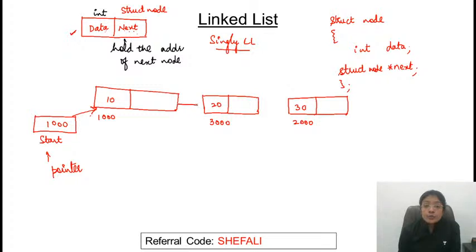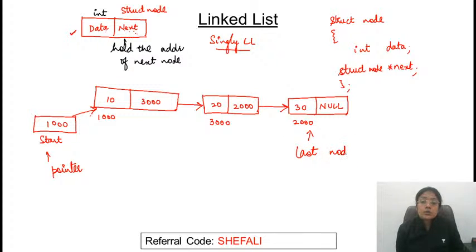Next, let's assume that this first node is pointing to this one, and this second node is pointing to the third one. So in the next part, it is holding the address of the next node. Here it will be holding 3000. Here it will be holding 2000. After this, no more node is there. No more node is a part of the given linked list. So this will be pointing to null. If the next part contains null, this means that this is the last node of the linked list.